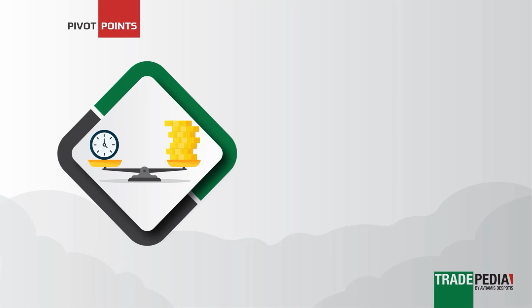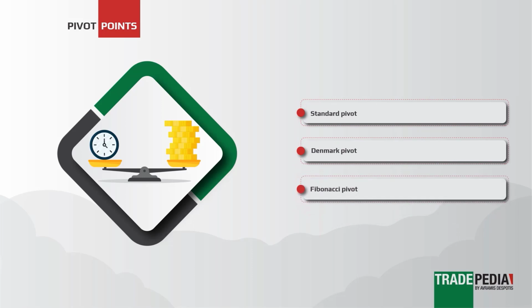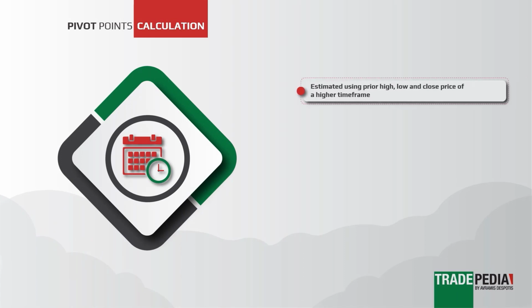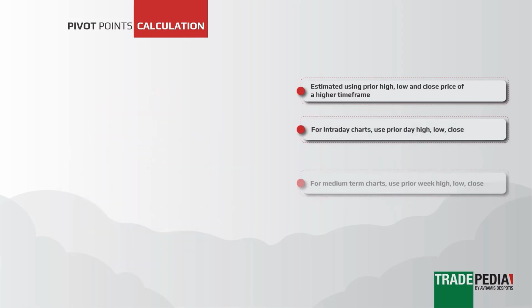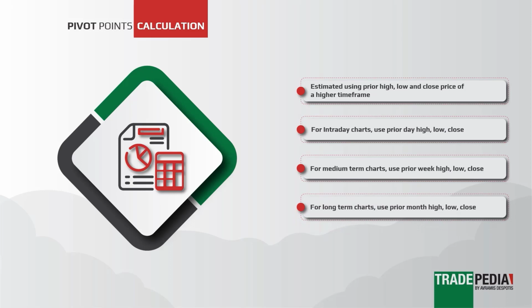Another technique of finding possible support and resistance levels is through pivot points. The most common pivot point types are the standard pivot, the Denmark pivot, and the Fibonacci pivot. Pivot points use the prior high, low, and close price of a higher time frame to determine future support and resistance levels. As pivot points are estimated using previous prices, for intraday charts, we use the prior day's high, low, close. For medium-term charts, we use the prior week's high, low, close. And for long-term charts, we use the previous monthly data.